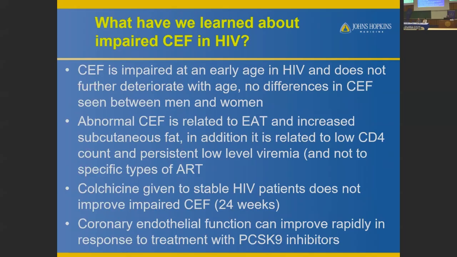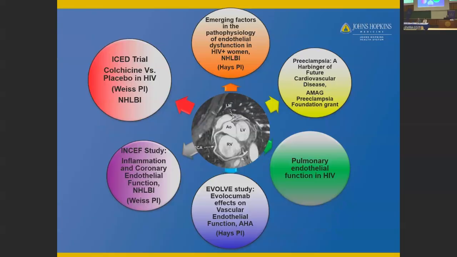Unfortunately, colchicine didn't work very well to modify vascular function in HIV, and it might have had to do with the high levels of inflammation. Potentially, they might need more aggressive anti-inflammatories. These are future studies we're currently working on.